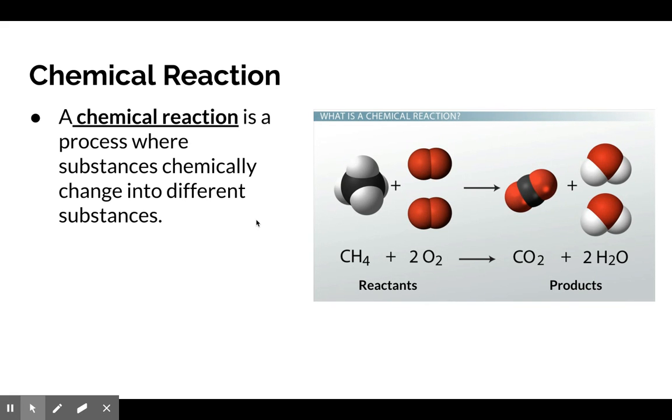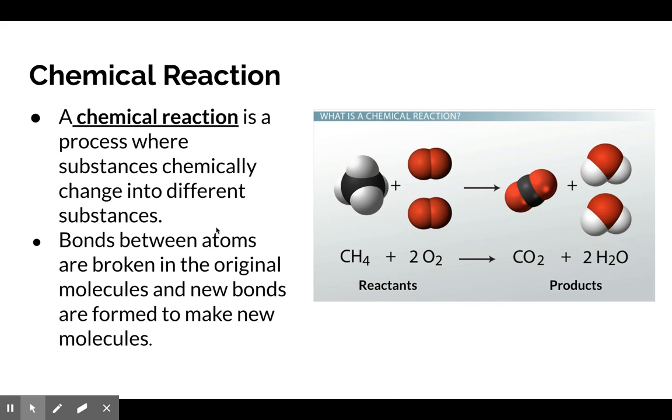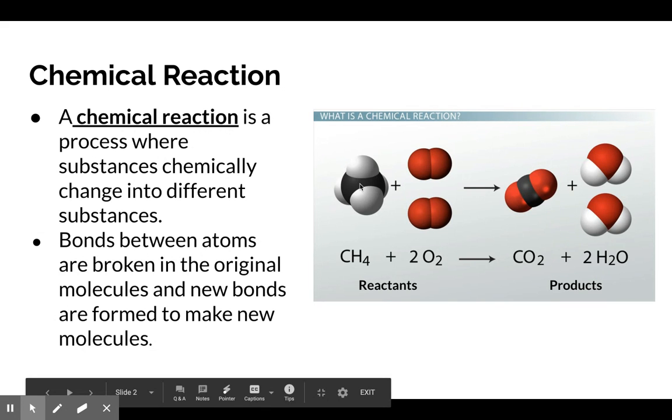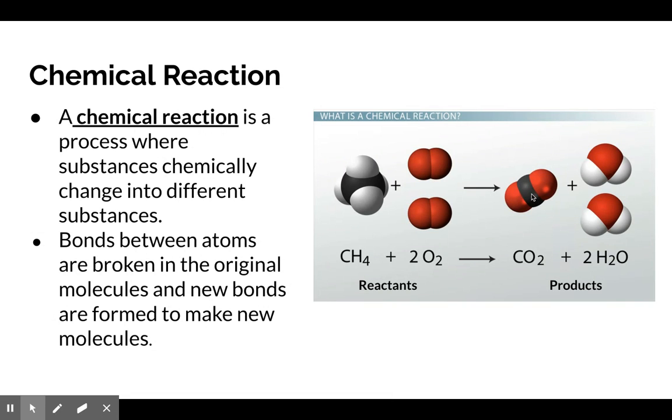So a chemical reaction is a process where substances chemically change into different substances. Really good to keep that in mind. Important to realize that in order for it to be a chemical reaction, we have to start out with certain substances and end up with different ones. This means that bonds are broken between the atoms in the original molecule, and then new bonds are formed to make the new molecules. So we see on this side of the equation, we have this one carbon atom, and on this side of the equation, we also have just one carbon atom. And that's kind of what we're going to be talking about today, is keeping track of all the atoms on both sides of the equation.